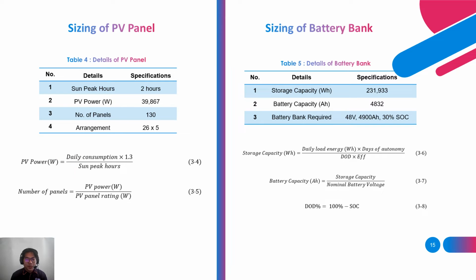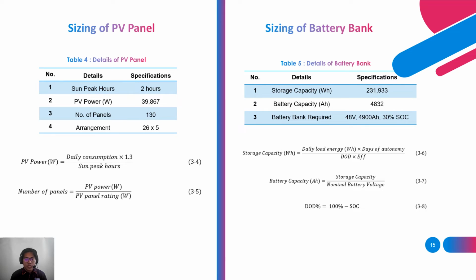The total PV used is 130 panels, calculated using equations 3.4 and 3.5, with the sun peak hour value estimated at 2 hours by referring to the actual solar irradiance profile. This power generation from PV needs to supply the 46 kWh load and charge the battery. Next, battery sizing was calculated using equations 3.6, 3.7 and 3.8.